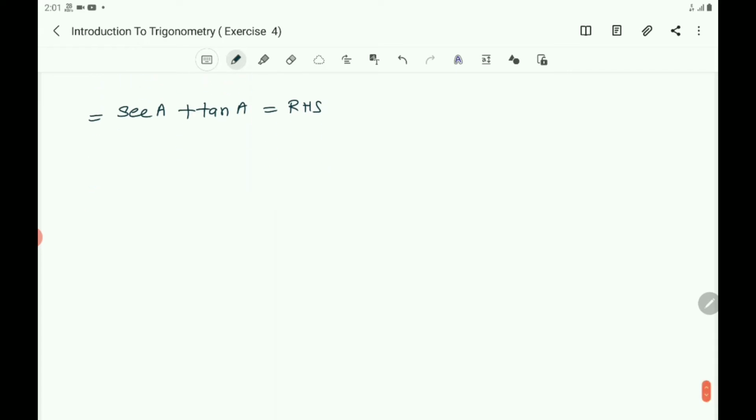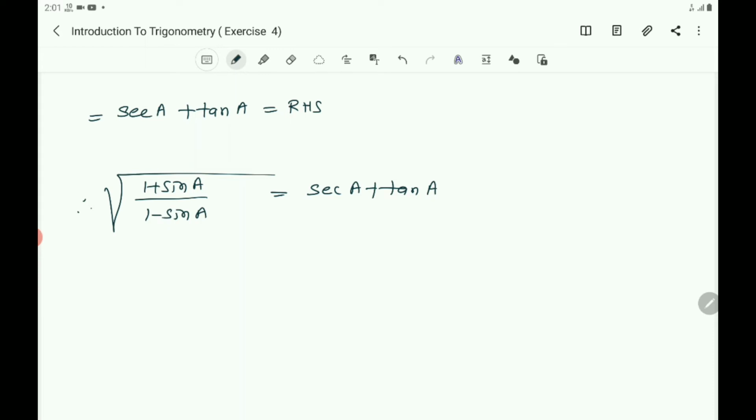So you proved that. Therefore, the square root of (1 plus sin A) by (1 minus sin A) equals secant A plus tan A.